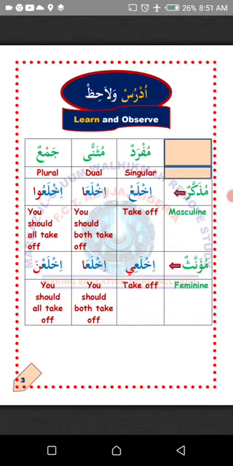Remember, once alif is attached, the letter before it must take fatha, as we know that alif is the mother of fatha in Arabic. So the verb ikhla will now become ikhla'a, which means you should both take off.